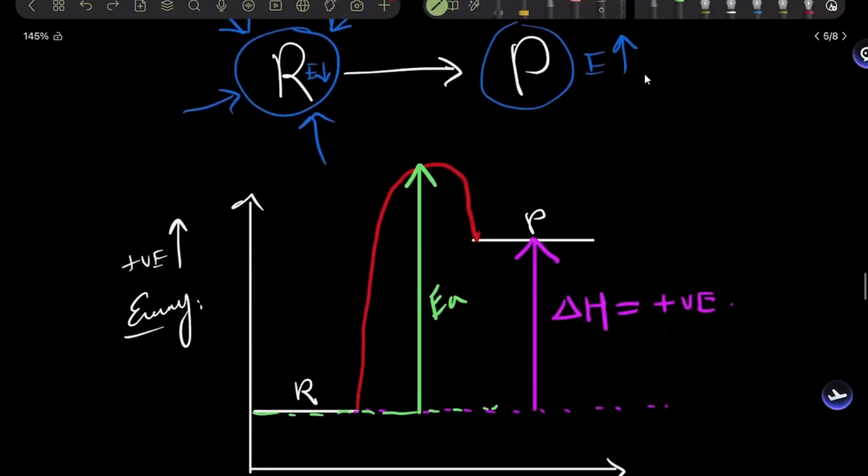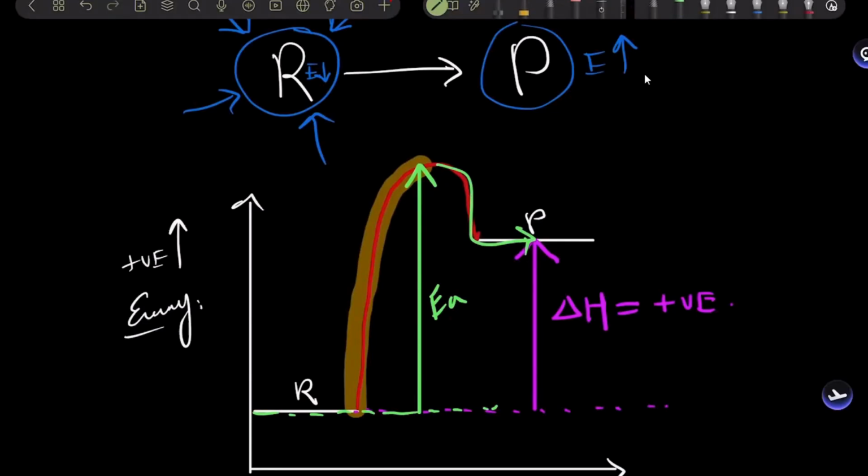But in endothermic reactions, you need to provide energy. Why? Because the reactants are at very little energy, and in order to convert into product, this much energy is required to give them a push, and then finally they slide down to the product. Clear? So this is how you label the energy profile diagrams and draw the energy profile diagrams.